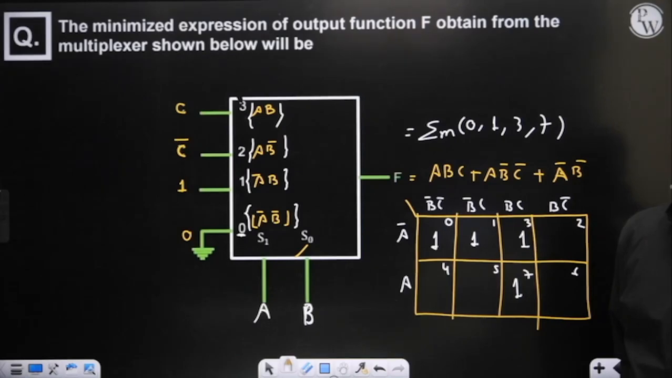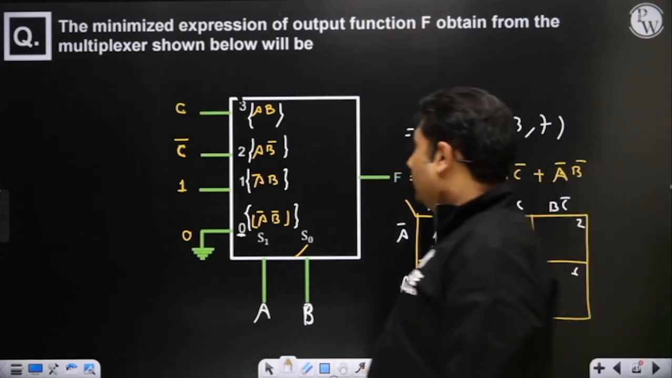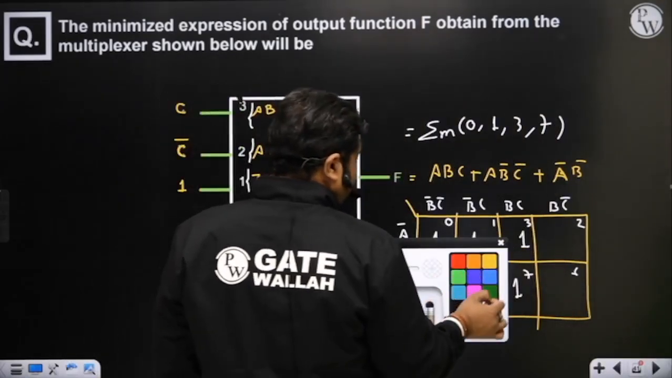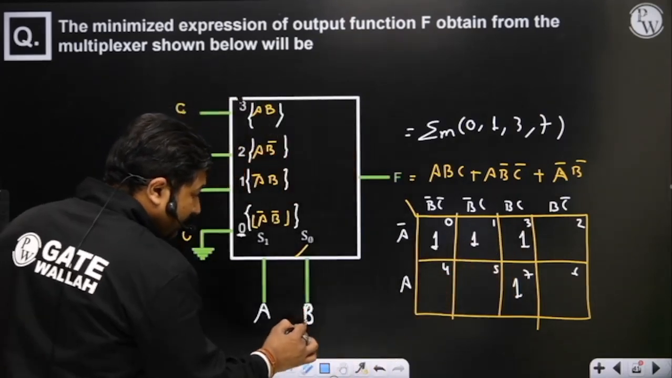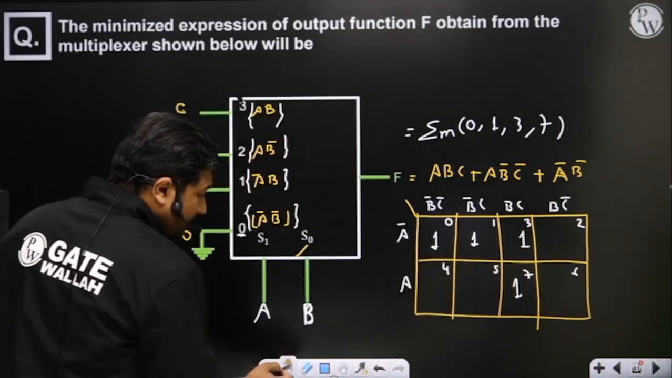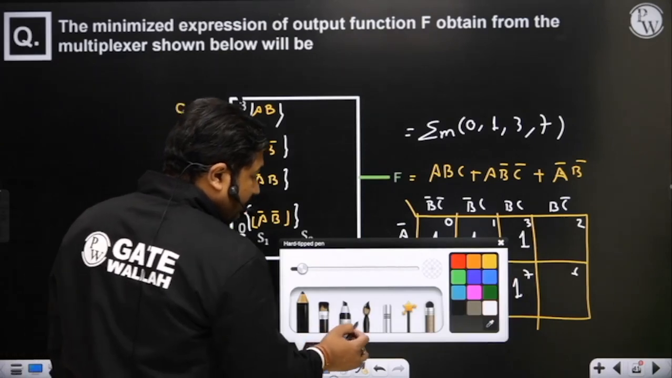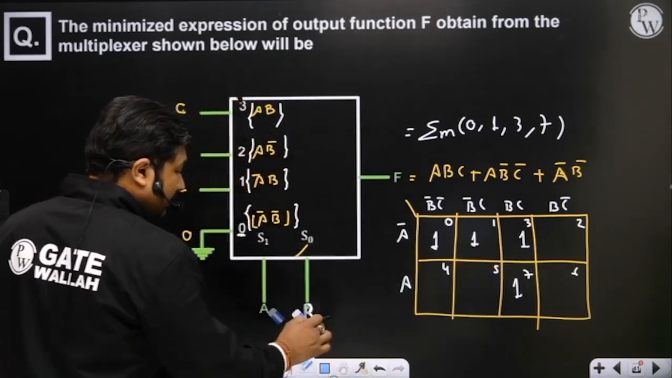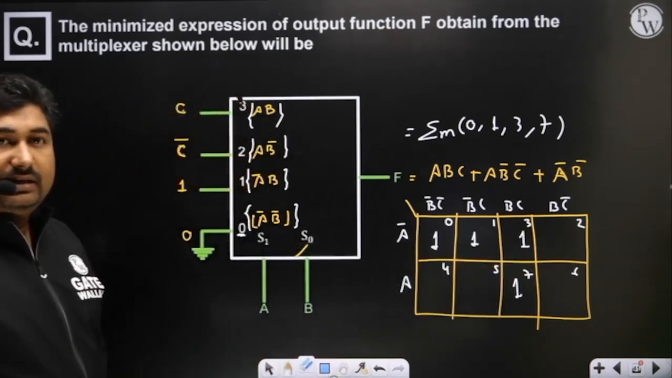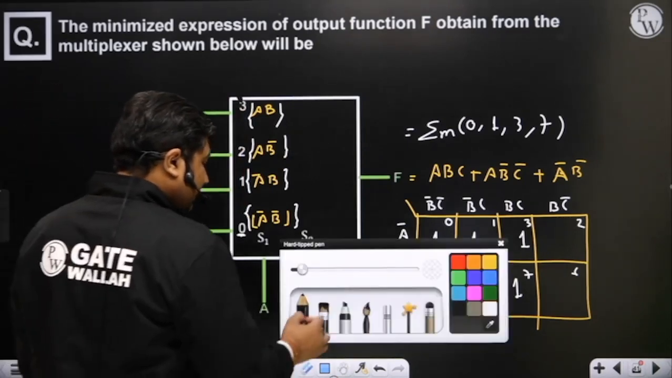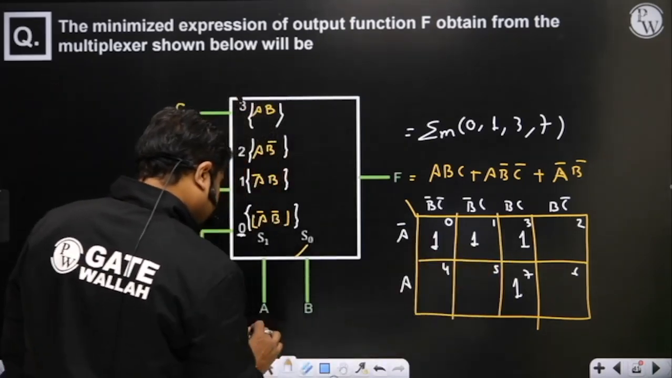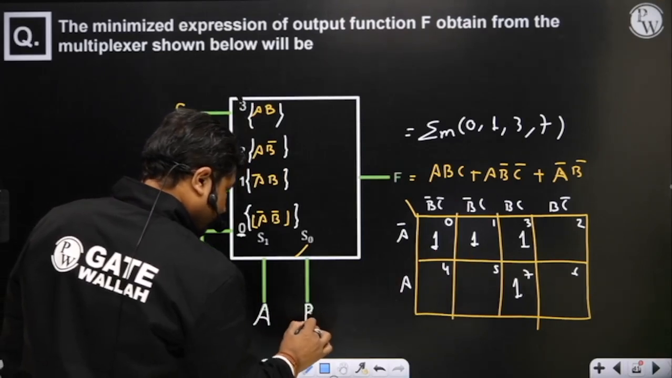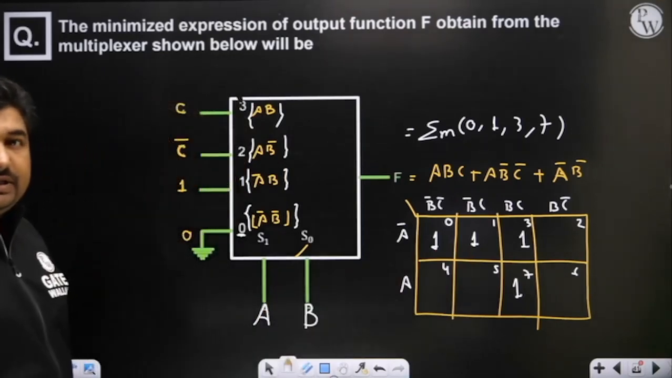Is B taken? No, it is already mentioned here. I have not taken it here. AB is already mentioned here. In this particular case, AB is mentioned here. I have just highlighted it so that you can easily see. Okay, it is mentioned here.